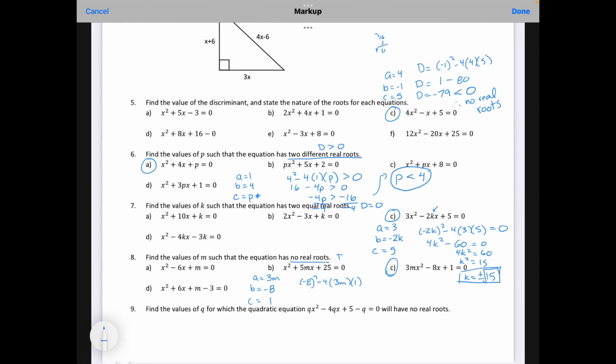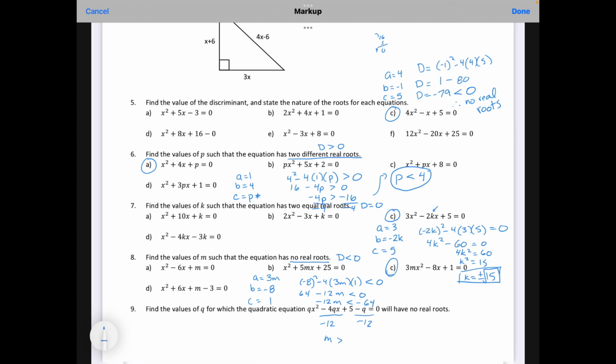Here I'm looking for no real roots, so my discriminant has to be less than 0. So then I'm going to expand my expression. I've got minus 12m has to be less than 0. Rearranging, just like I would an equation, is going to give me this expression in terms of m. Just like the example we did in 6, I'm dividing both sides by a negative value. So that is going to flip my inequality.